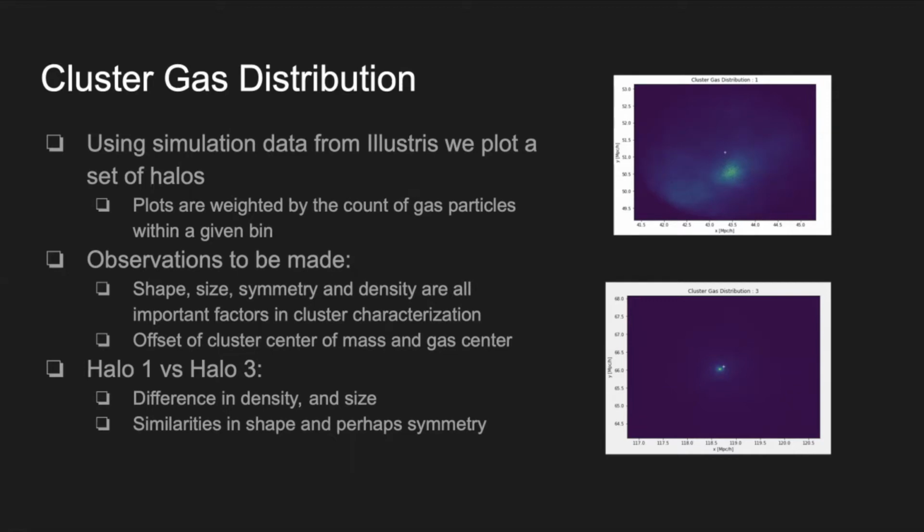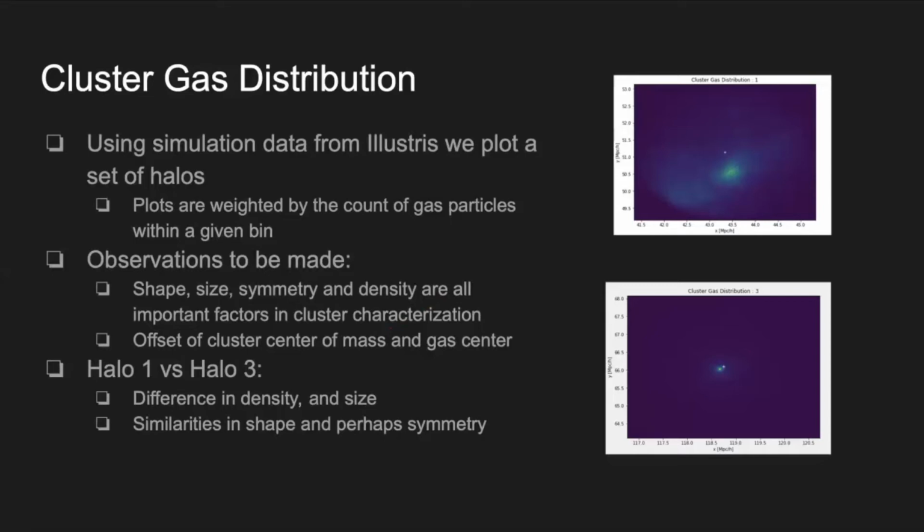So you might think that the dark matter and the cluster gas are both very massive objects, and they kind of pull towards each other and overlap. But this isn't necessarily true, just because of the age and activity of the clusters themselves. So other than that, you'll want to look at the shape, size, symmetry, and density of the clusters, and these are also factors that will help you to characterize the clusters and their age and their activity.